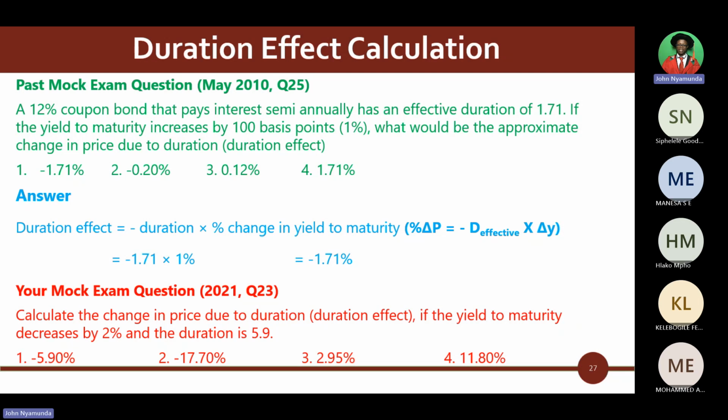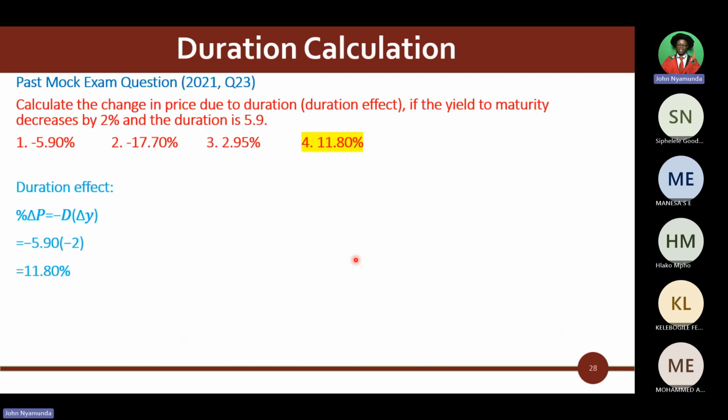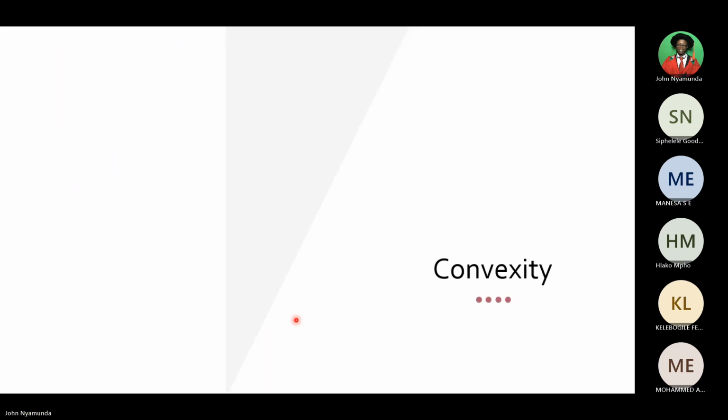Okay, ladies and gentlemen, we have enough voters. Everyone is saying 11 point, which is correct, 11.8 actually. This is just a simple calculation. It's positive 11.8. Tick.